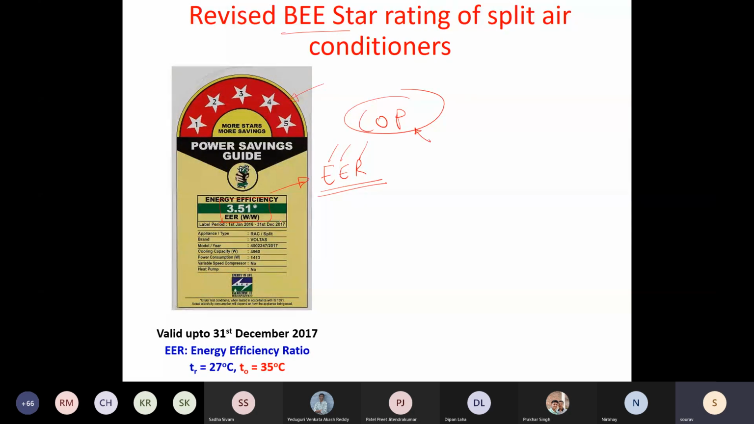Now, this EER testing or COP testing was done at a fixed condition. The fixed condition being the outdoor temperature is 35. That is the air entering your condenser is at 35. Okay, and the air entering your indoor unit is maintained at 27.